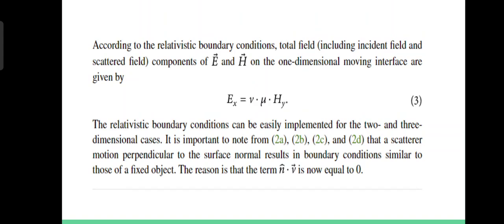The relativistic boundary conditions can be easily implemented for two and three dimensions. It is important to note from equations 2a, 2b, 2c and 2d that the scatterer's motion perpendicular to the surface normal results in boundary conditions similar to those of a fixed object. The reason is that the term n cap dot V is now equal to 0.